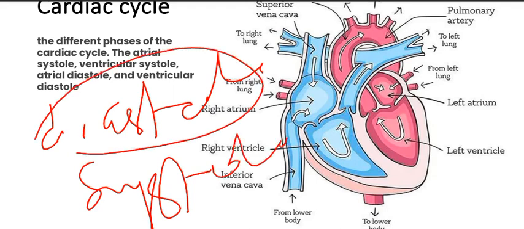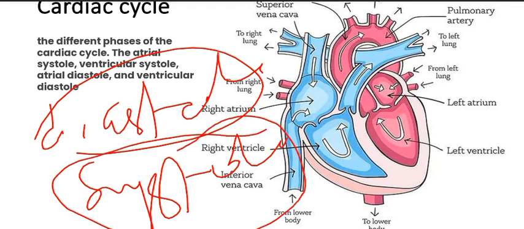Diastole is simply the relaxation phase of the heart. Any portion of the heart that is relaxing, we call that diastole. Meanwhile, any phase of the heart that is contracting, we call that systole.